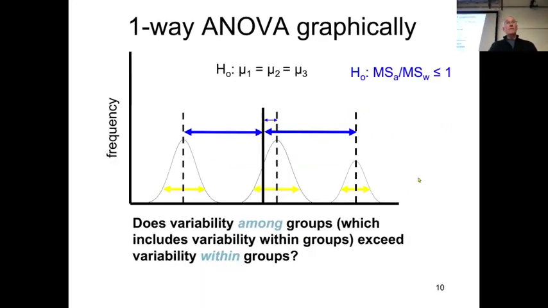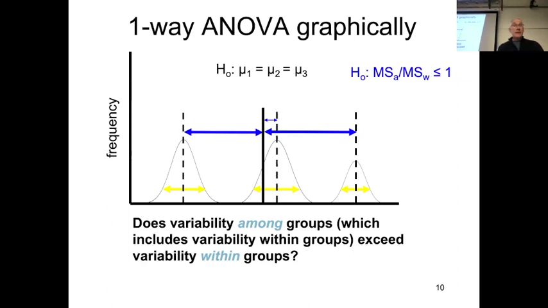That's why ANOVA is handy, because if we have more than two groups, obviously just doing a t-test comparison of two groups is not on. But the same logic is going on. So here you see three groups: male, female, and hermaphroditic clams, so three sexes. You've got variability within each of the three groups, those are the yellow two-headed arrows, and variability between group one and two, and three, and one and three. So you're summarizing the variability among the groups with that MSA, the variability within the groups with that MSW, and testing the hypothesis that that ratio is less than or equal to one.